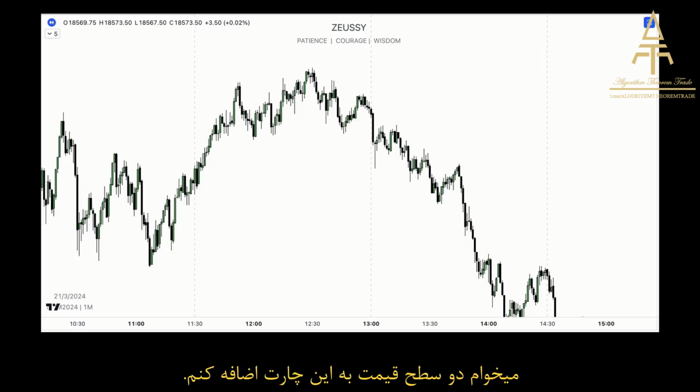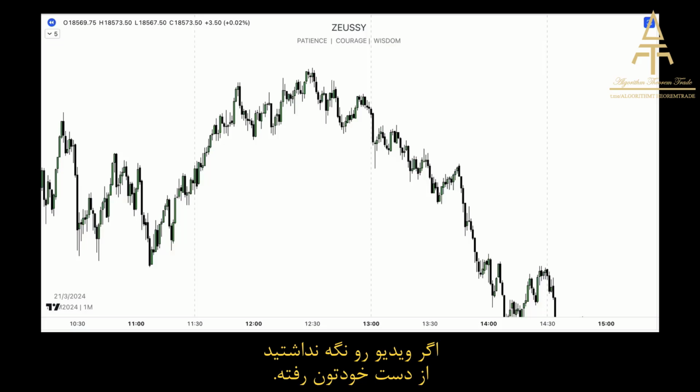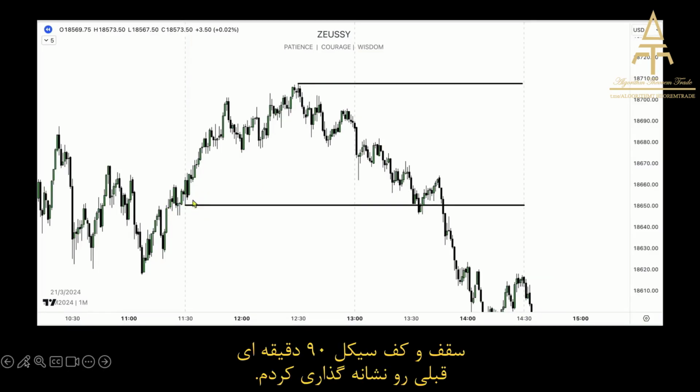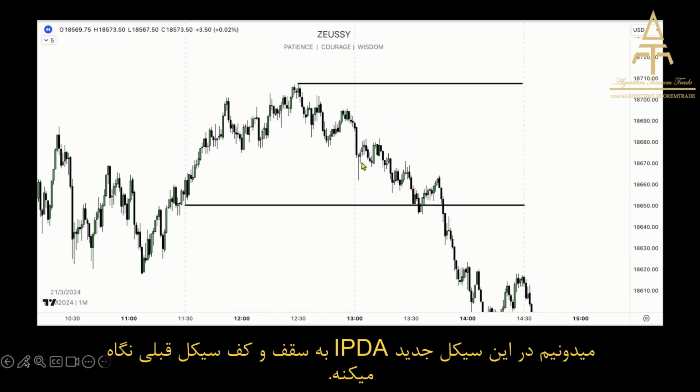I'm going to add 2 price levels to this chart. If you did not pause this video, you wasted this opportunity to learn. We're going to take a look at the 1 to 2:30 time cycle, meaning the second 90-minute cycle of the PM session. I annotated the low and high of the first 90-minute cycle of the PM session. We know that during the second cycle, IPDA will refer to the high and low of that previous cycle.